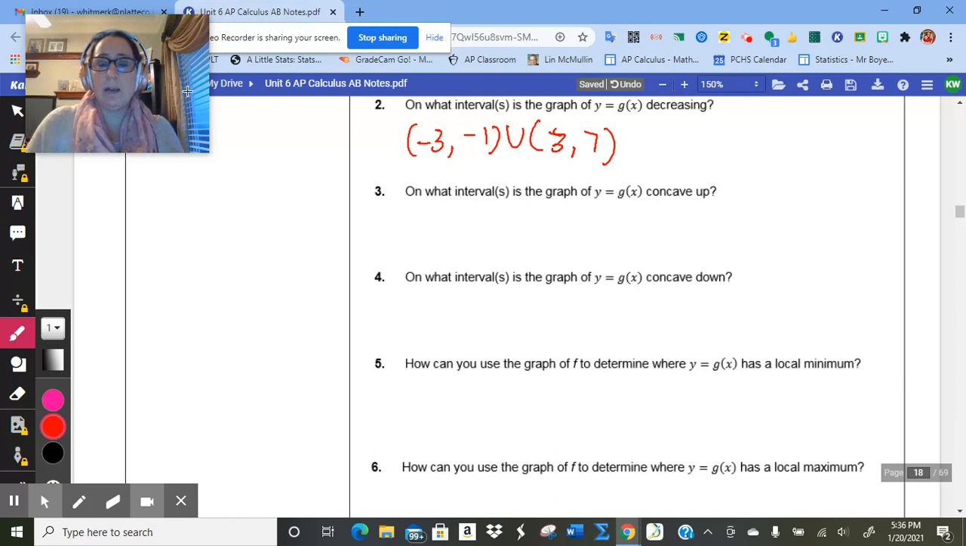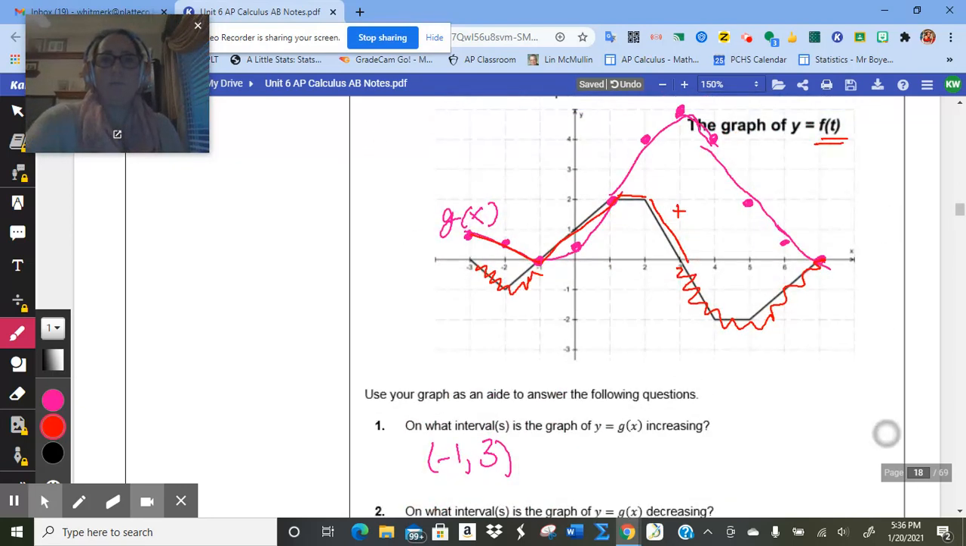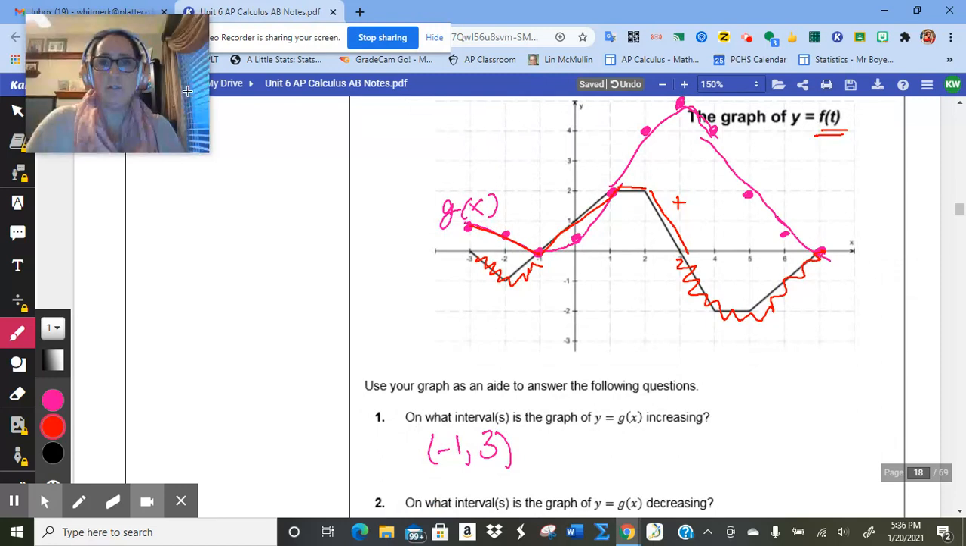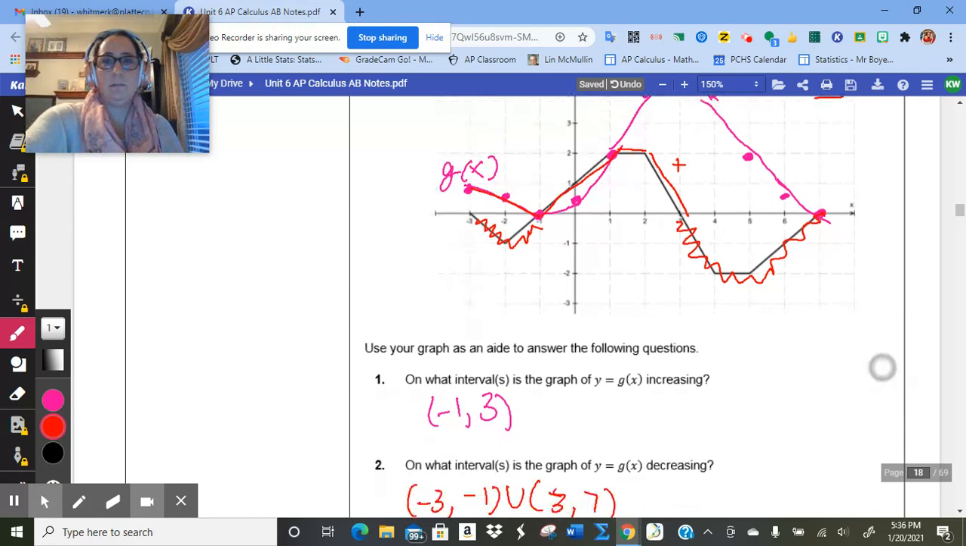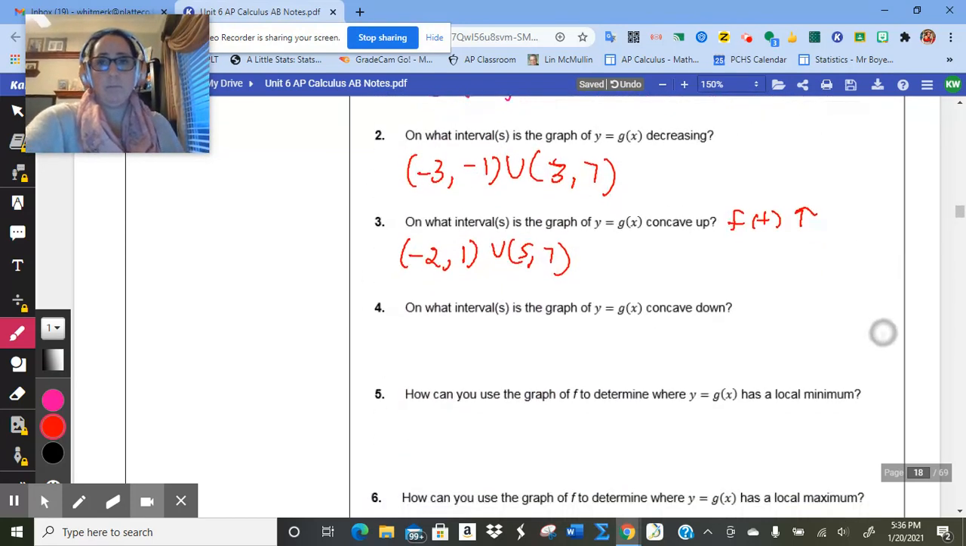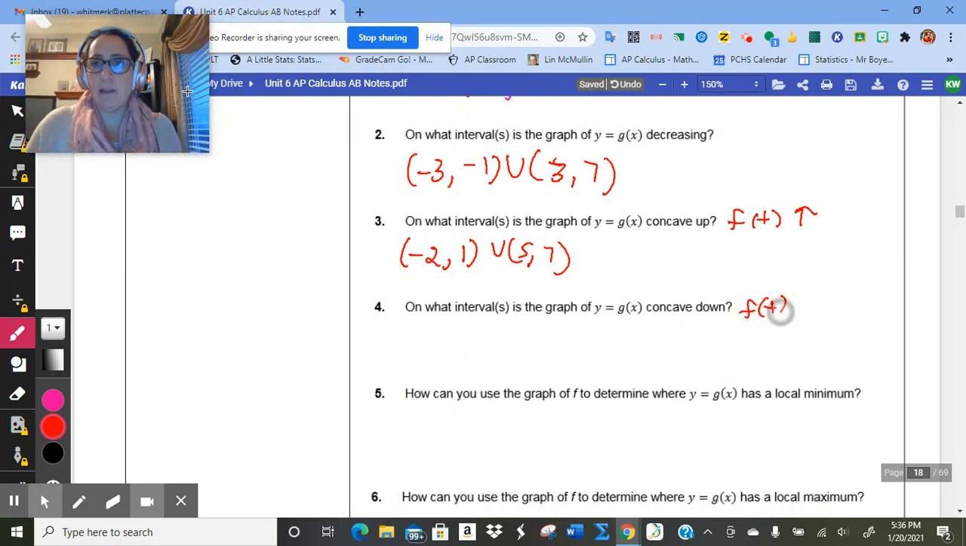Okay, where is the graph of g of x concave up? That's going to be where f of t is increasing. So look at your graph and find where f of t is increasing and see if you agree that that was -2 until 1 and then 5 until 7. So concave up, remember, is where I'm smiling. All right, concave down, that's going to be where f of t is decreasing. So f of t was decreasing from -3 to -2 and 2 to 4.